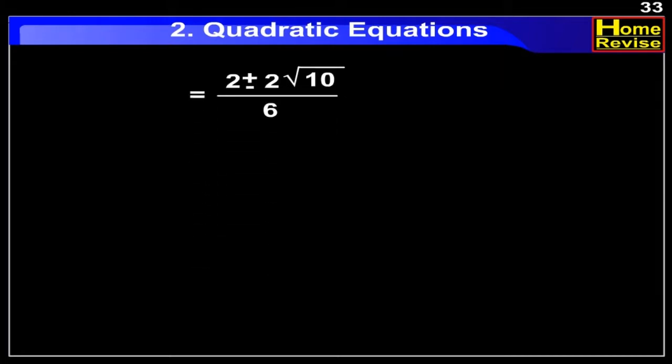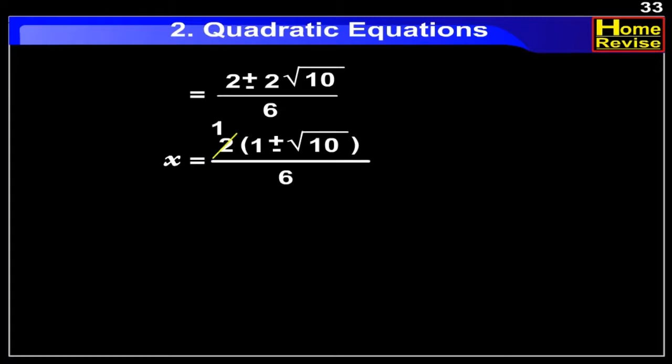Taking out 2 common, we get x is equal to 2(1 ± √10) / 6. 2 ones are 2, 2 threes are 6. Therefore, x is equal to (1 ± √10) / 3.